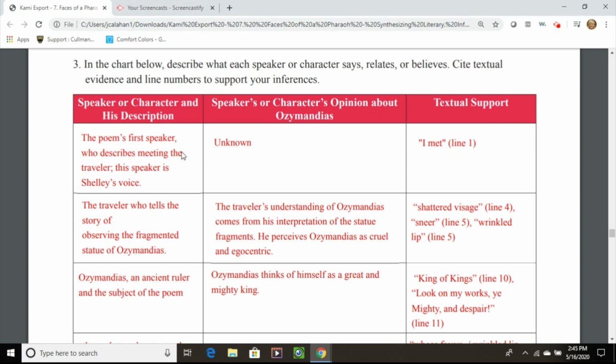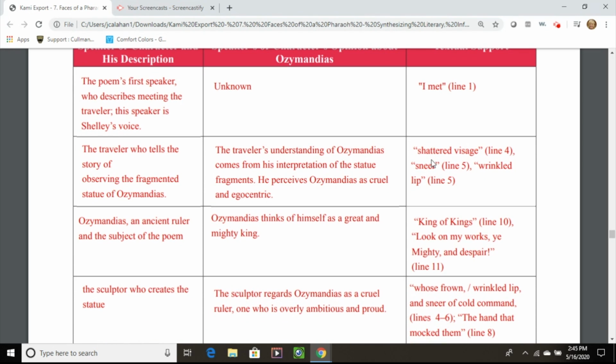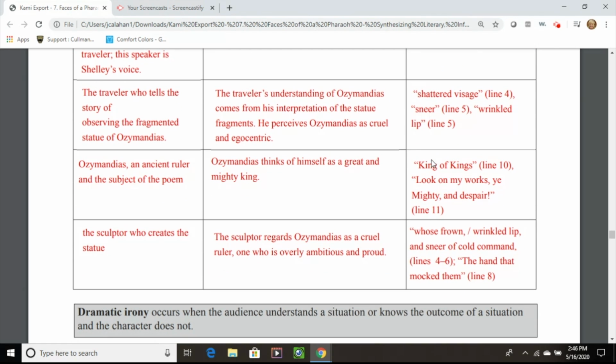So they have facts from the poem, they have inferences that they come up with in their small groups or individually, and then they have textual evidence that supports the inference that they make. I won't read all of these speakers and opinions and pieces of evidence with you. And of course, students may word things much differently, but you have this example that gives all 4 characters, not just the 3 speakers, because in the 4th line across, you have the sculptor who created the statue, and maybe that he regarded Ozymandias as a cruel ruler, and evidence for that.